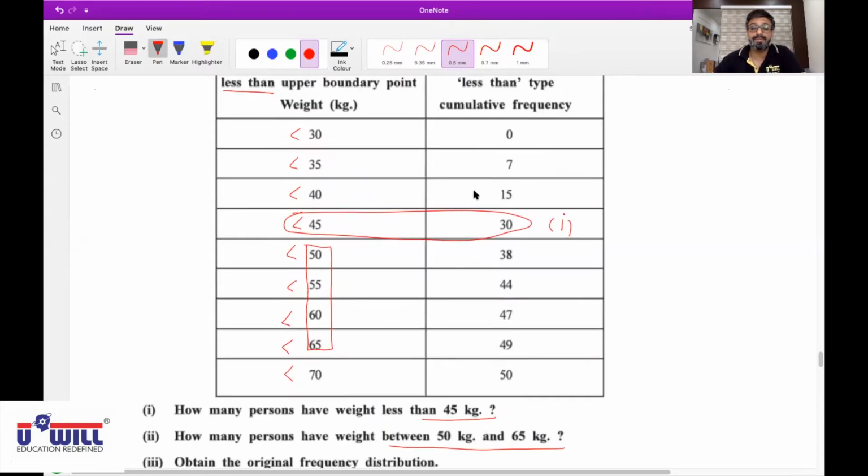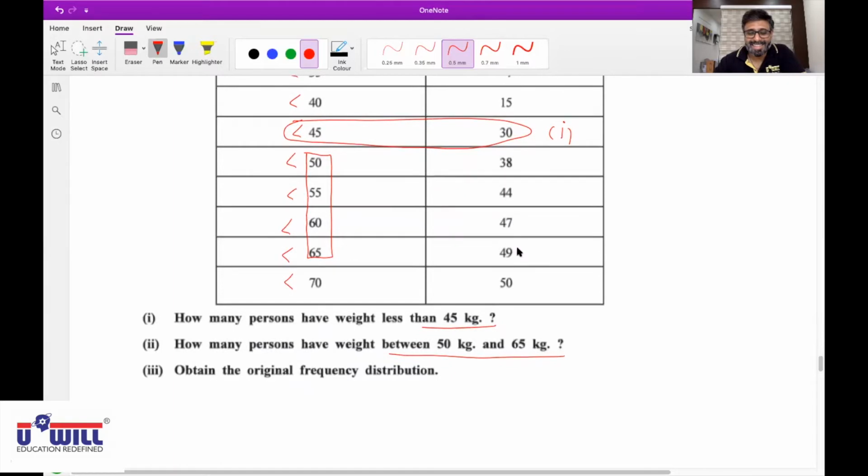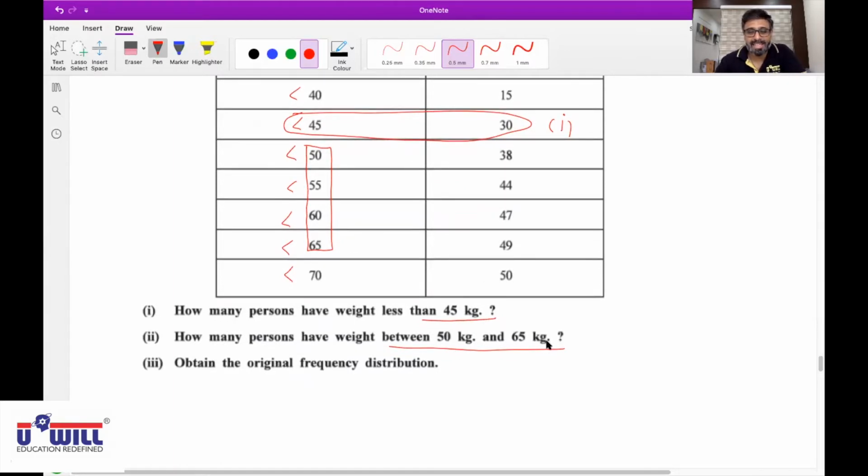Sir, 11. Between 50 and 65 kgs, how will you find it? Sir, 49 minus 38. Yes, all of you see this, 49 minus 38. Very good. Okay, how many people have weight between 50 and 65 kgs? 11 people. Because 38 people have weight less than 50 kgs, and 49 people have weight less than 65 kgs. So between 50 and 65, 49 minus 38, that is 11.